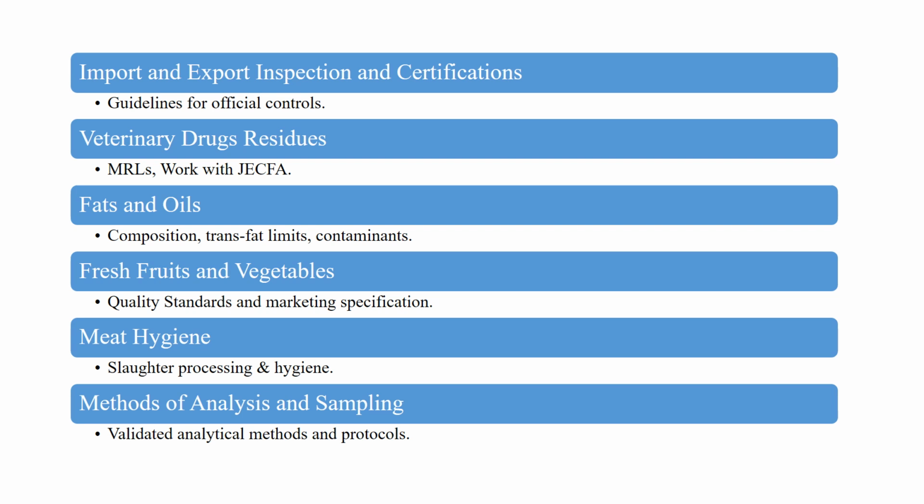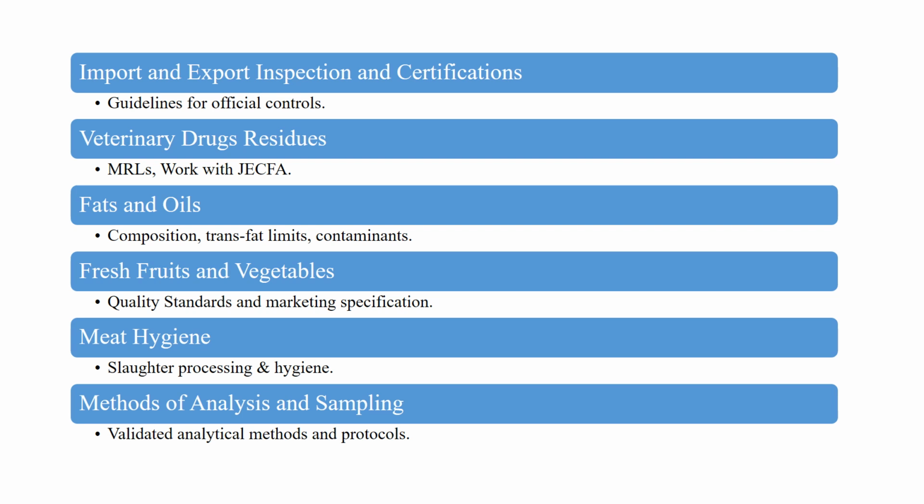Then the Codex Committee on Veterinary Drugs Residues works with JECFA to decide the maximum residual limits of veterinary drugs, like in meat products. The Codex Committee on Fats and Oils gives the composition of specific fats or oil products, and the limits of trans fat. Trans fat is a major concern in every product in which oil and fat are added, because their melting point is 44 degrees, but the temperature in a human body is 37 degrees. So it is impossible for our body to melt this fat. So the Codex Committee provides guidelines on contaminants present in fats and oils.